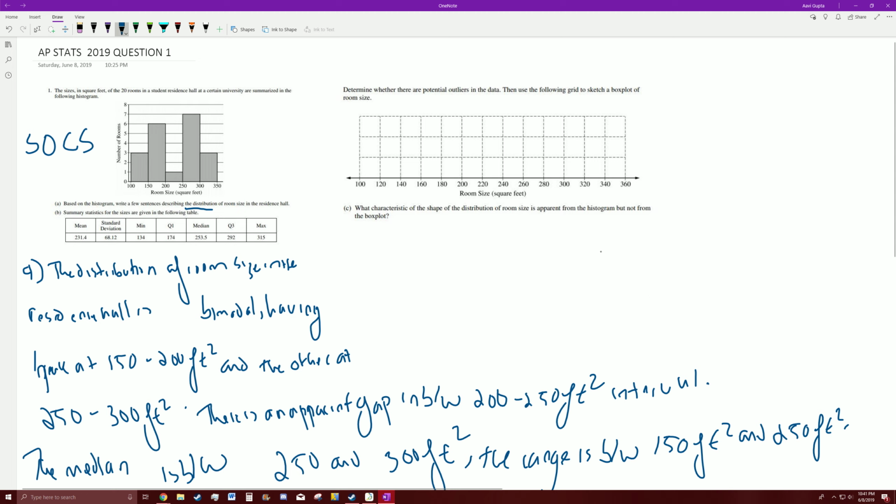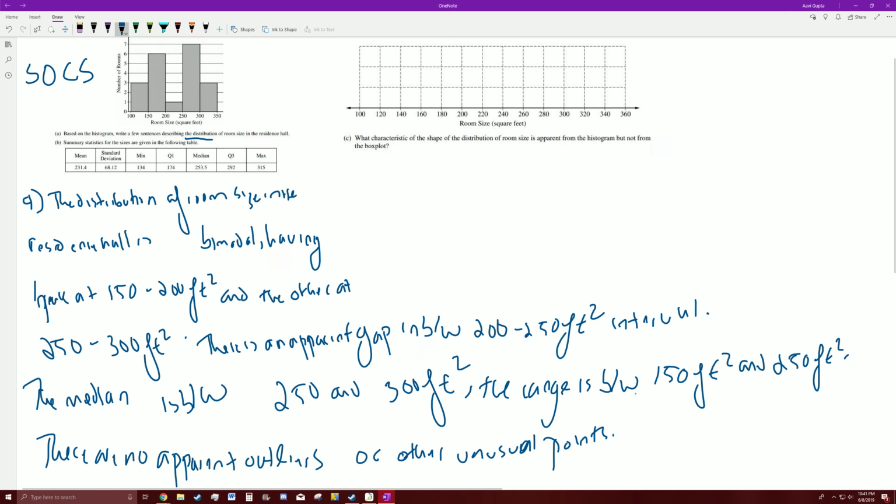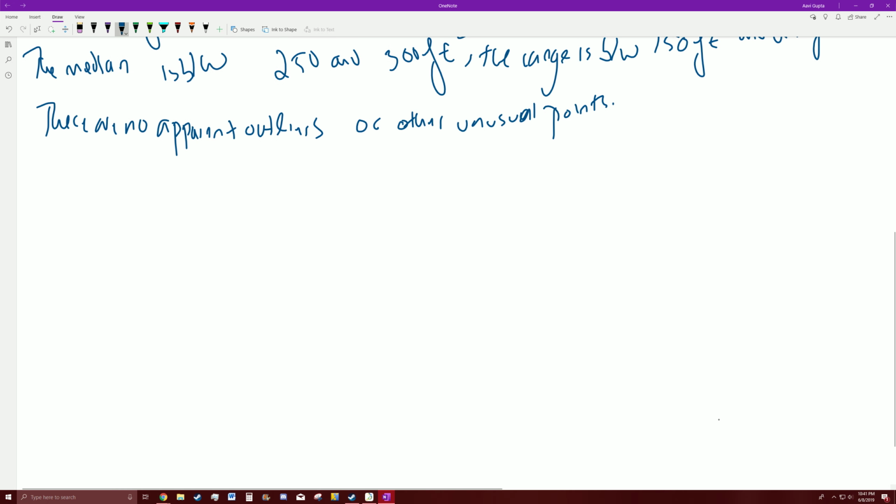Okay, part B. The summary statistics for the sizes are given in the following table. Mean, standard deviation. Okay, cool. Determine whether there are potential outliers in the data, then use the following grid to sketch a box plot of the room size. Okay, well, the IQR formula is this. It's basically an acceptable range that a data value can fall in. If they don't fall in that acceptable range, they are considered outliers.